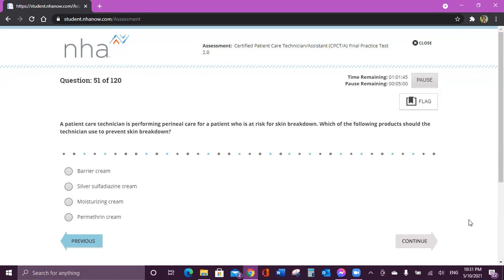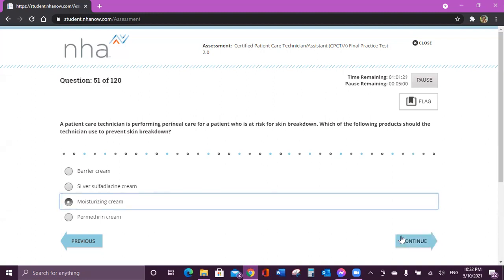A patient care technician is performing perineal care for a patient who is at risk for skin breakdown. Which of the following products should the technician use to prevent skin breakdown? Barrier cream, moisturizing cream. Mhm. Porque cada cosa.